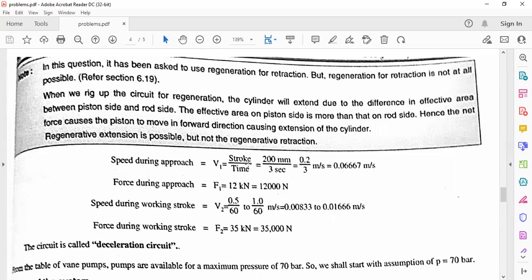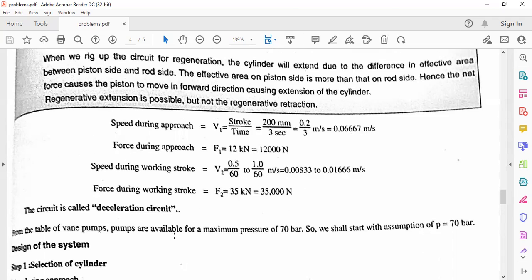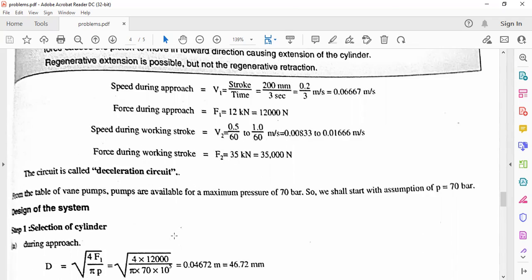Speed during approach, V1 equals stroke upon time, 200 mm upon 3 seconds, equals 0.2 upon 3 meter per second, 0.066 meter per second. Force during approach, F1 equals 12 kilonewton, 12,000 Newton. Speed during working stroke, V2 equals 0.5 upon 60, to 1 upon 60 meter per second, 0.0083 meter per second. Force during working stroke, F2 equals 35 kilonewton, 35,000 Newton. This is called a deceleration circuit.